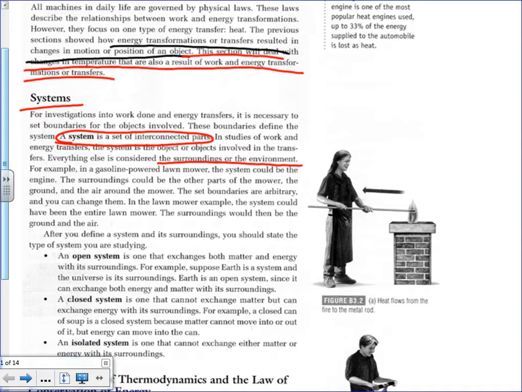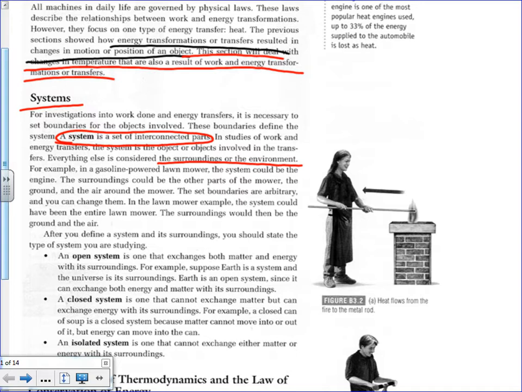So in this example they have a gasoline-powered lawnmower. The system would be the engine. The surroundings could be the other parts of the mower, so the blade, the wheels, and the air, the ground, etc., that are around the mower. Because as the engine runs, it's going to change the speed of the blade, and the engine running is going to transfer heat to the ground, to the air, and all of those kinds of things. So the surroundings get energy from the system. Did everyone follow me there?